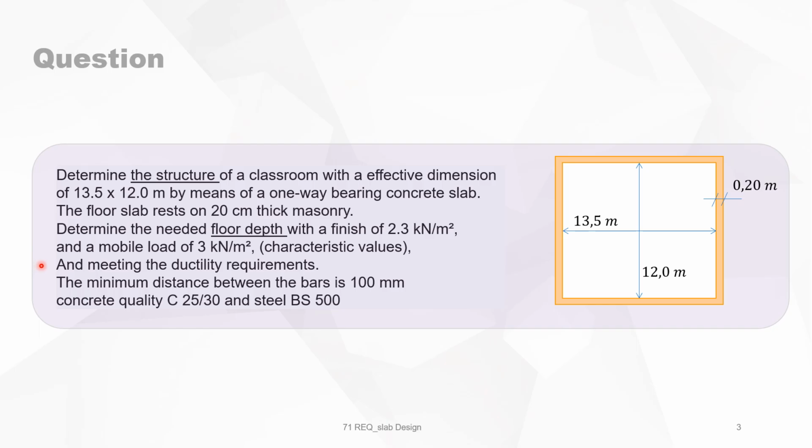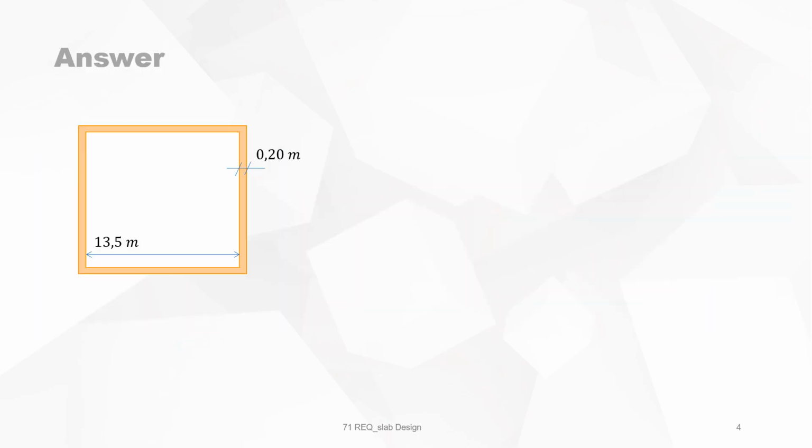And this floor must meet the ductility requirements. The minimum distance between the bars is 100 millimeter, and the concrete quality is C25/30 and the steel quality B500. The classroom is 13.5 by 12 meters.